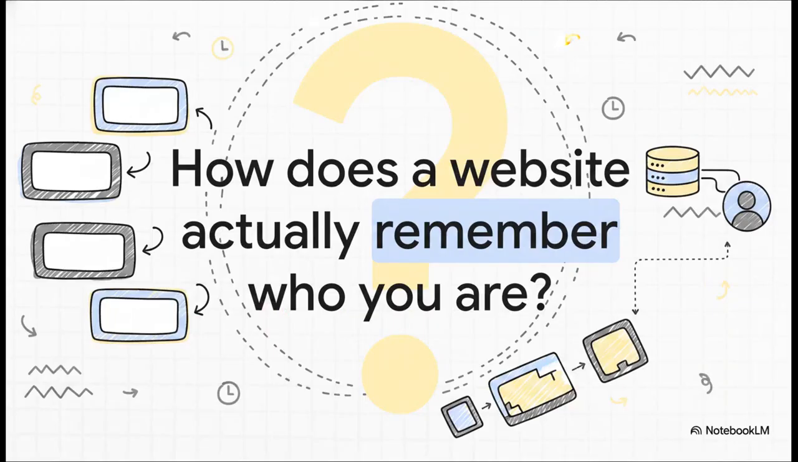I want to kick things off by asking you a question that honestly seems incredibly simple on the surface, but architecturally, it's actually really complex. Here it is. How does a website actually remember who you are? Think about it for a second. The HTTP protocol that literally runs the web is inherently stateless. It has zero memory. Every single time you click a link or refresh a page, as far as the network is concerned, you're a complete stranger. So how do we solve this? How are we building a continuous, secure session out of a bunch of isolated amnesiac requests?